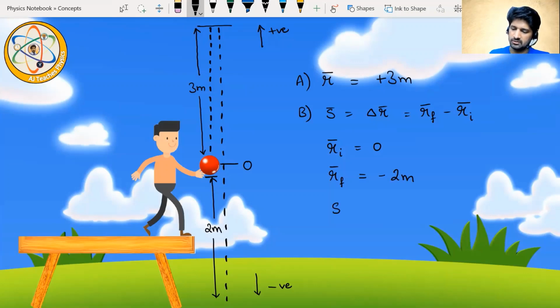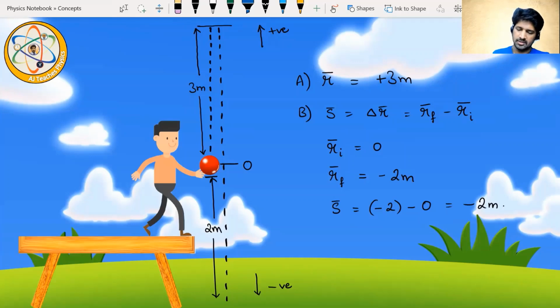Therefore, the displacement of the ball can be calculated as the final position minus the initial position, which is negative 2 meters. And it makes complete sense because if you imagine the ball on the ground finally, it is 2 meters below the point of projection. Now displacement only depends on initial and final positions. It has gone from the point of projection to a certain height and then fallen to the ground.